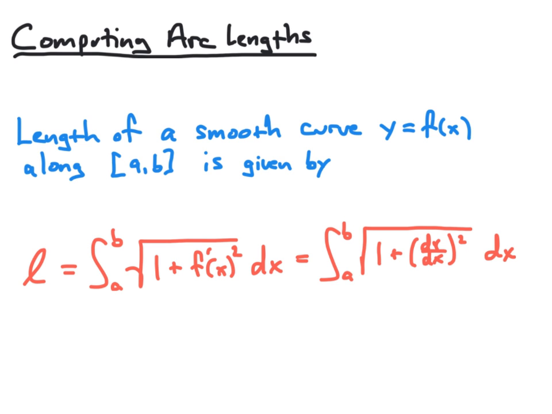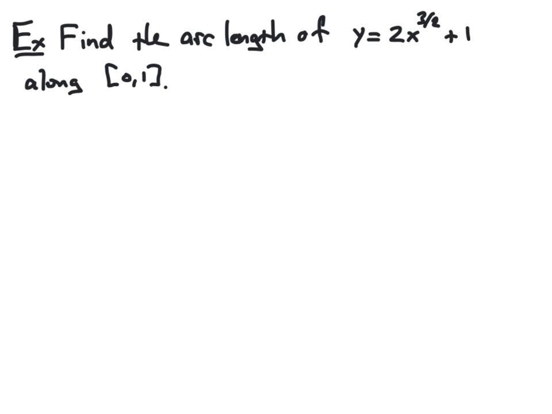And sometimes we're able to factor something out of the square root and then use a substitution in order to compute the integral. But the actual evaluation process and simplification process is determined heavily by the function f of x and the form that it takes. In our first example, we're asked to find the arc length of the curve y equal 2x to the 3/2 power plus 1 along the interval 0 to 1.